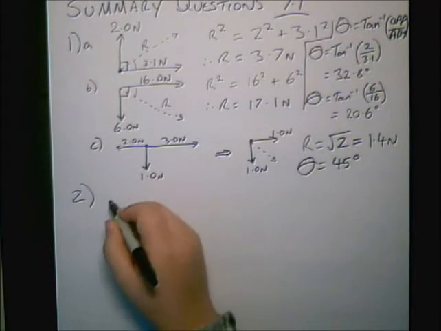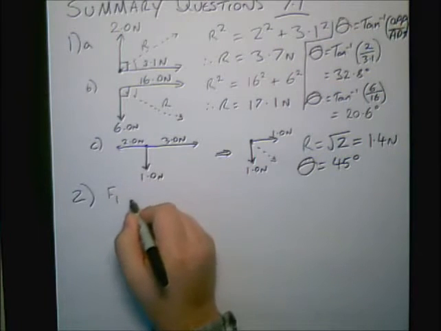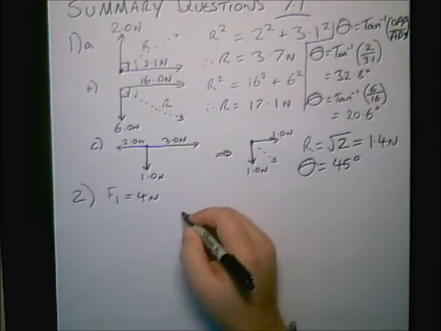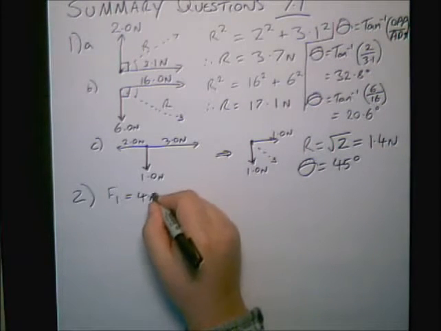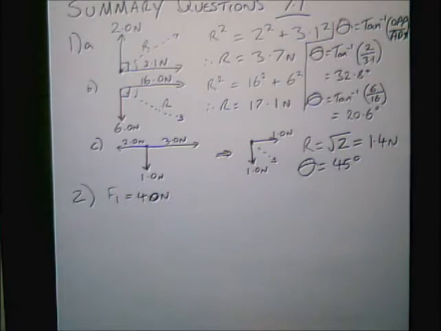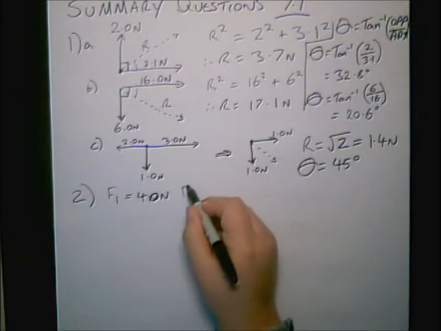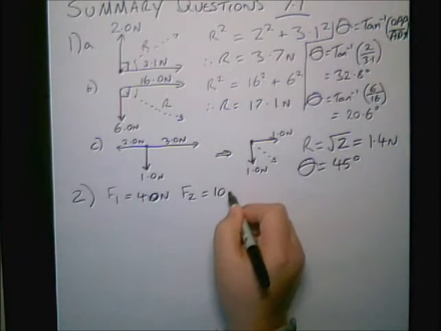So we're going to have 2 forces. Force 1 will be equal to 4 newtons. It actually gives it as 4.0 newtons. We'll keep it to the right decimal places so that we know how to give our answer. And it says that force 2 is 10 newtons.